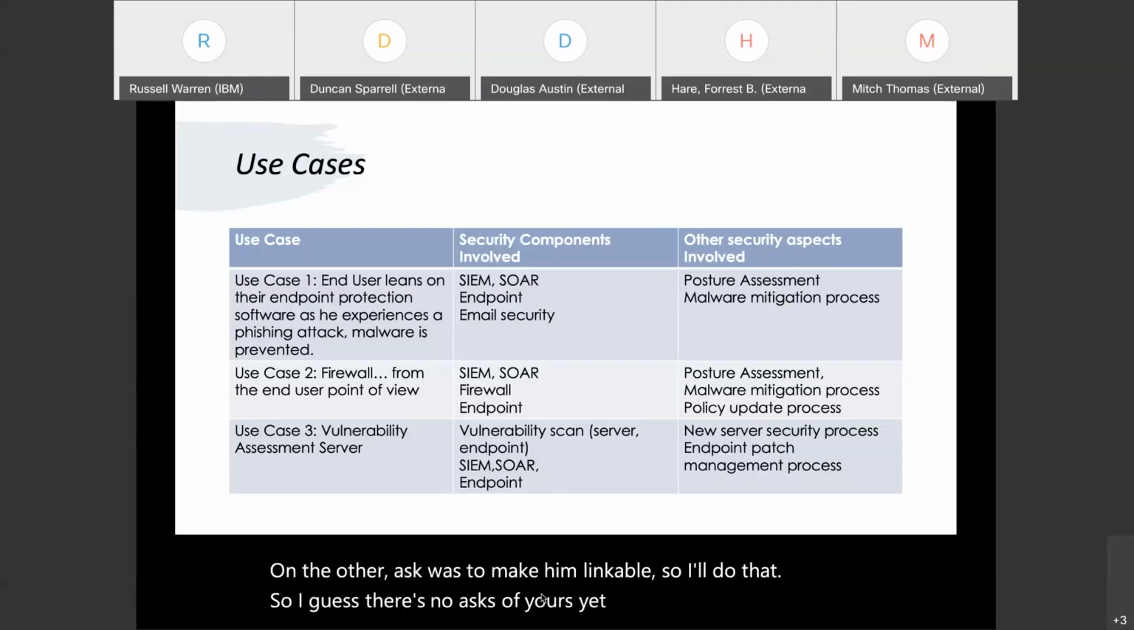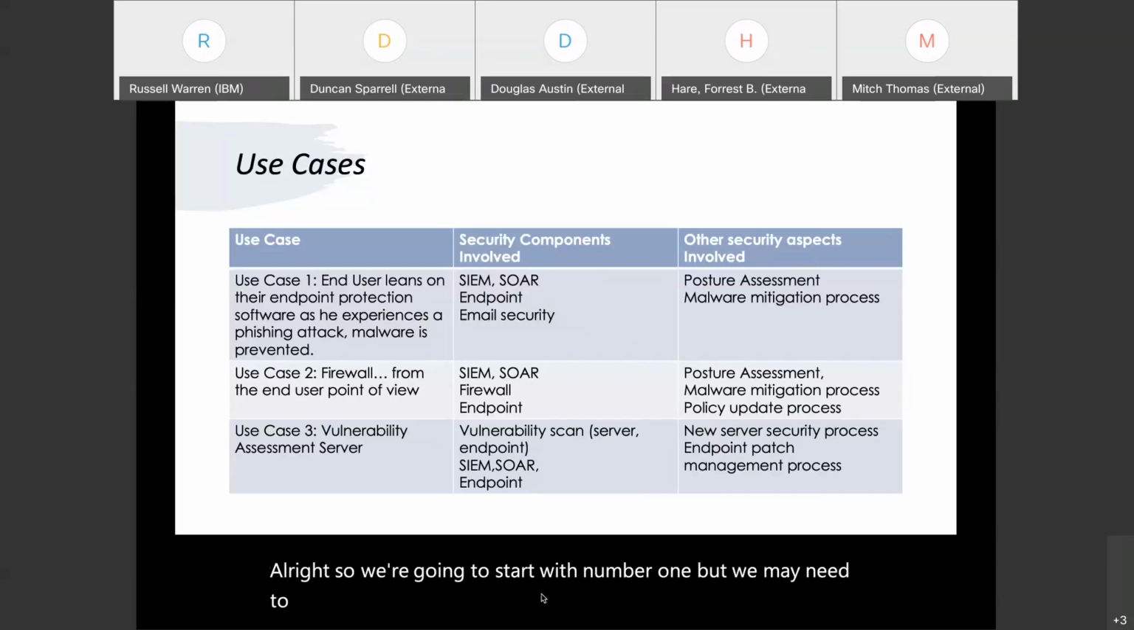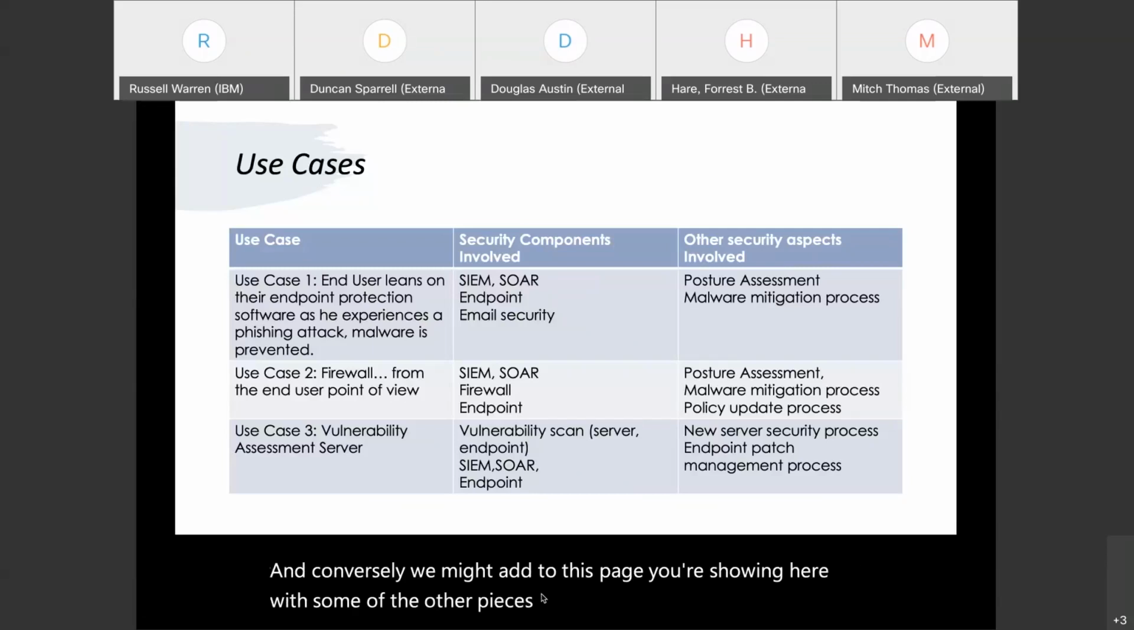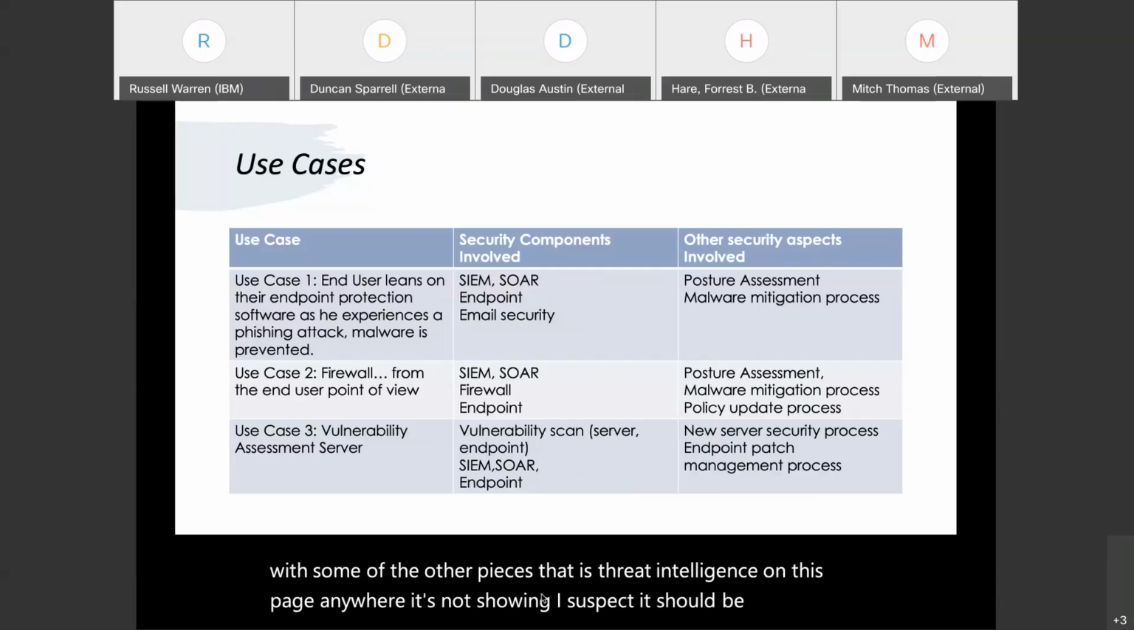I think what we're going to have as an ask, as Duncan said, is we start looking at programs in the current architecture document we may need to add to the use case. All right, so we're going to start with number 1, but we may need to add to it. And conversely, we might add to this page you're showing here with some of the other pieces. Is threat intelligence on this page anywhere? It's not showing. I suspect it should be. Yeah. And I suspect you won't need to add another use case. I suspect it is in use case 1. It's just a layer deeper.